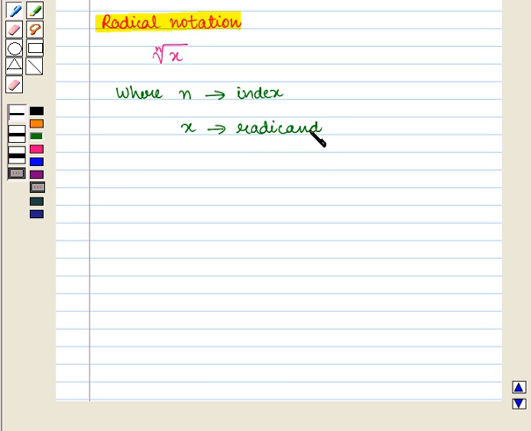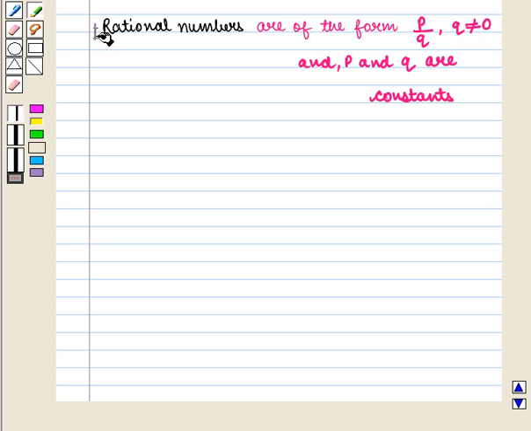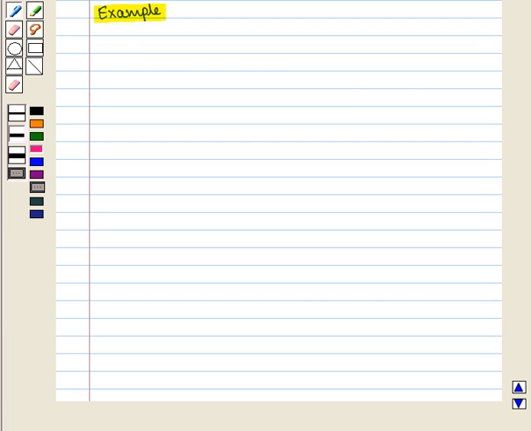In this session, we can use this concept to develop a new notation using exponents. This new notation involves rational numbers as exponents. We know that rational numbers are of the form p by q, where q is not equal to 0 and p and q are constants. Let us start with an example.